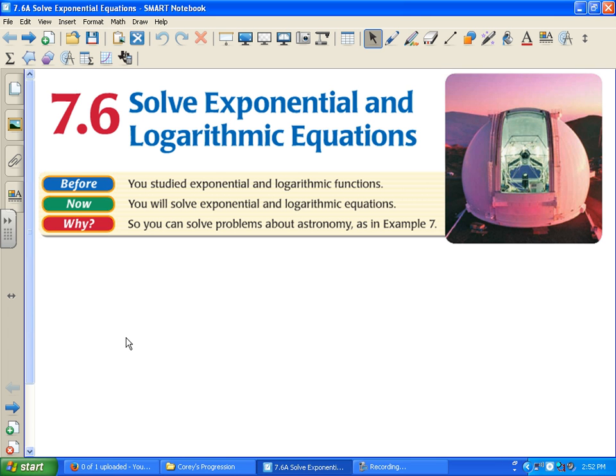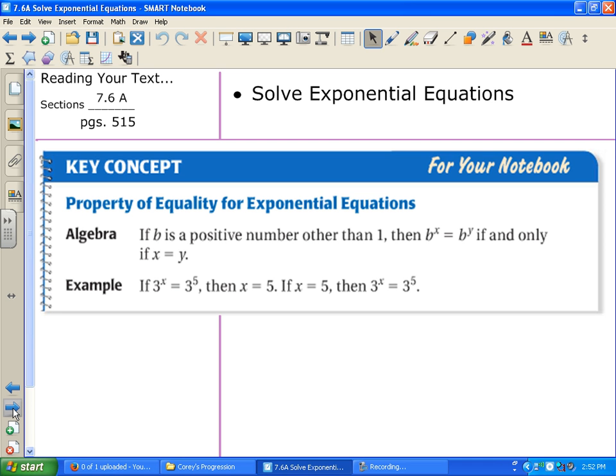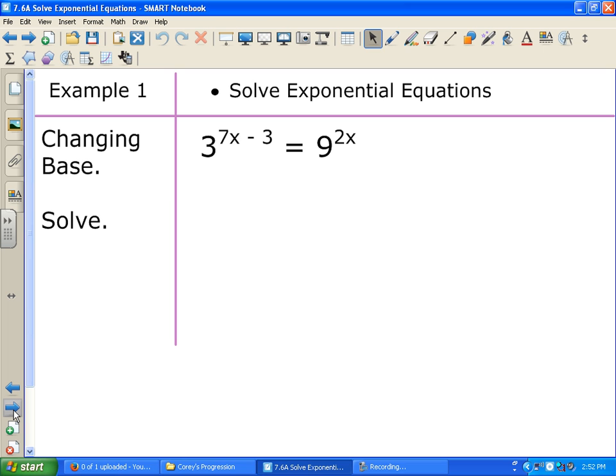Solving, pretty much, use the inverse to solve the equation. That's what we're going to do. I'll say it again. We're going to use the inverse to solve the equation. Name of the game is going to be matching up bases, which is what we've done before. Matching up bases using inverses. Here's what it's going to look like.